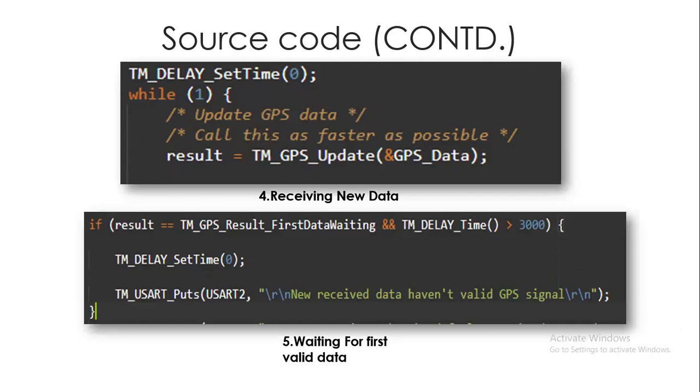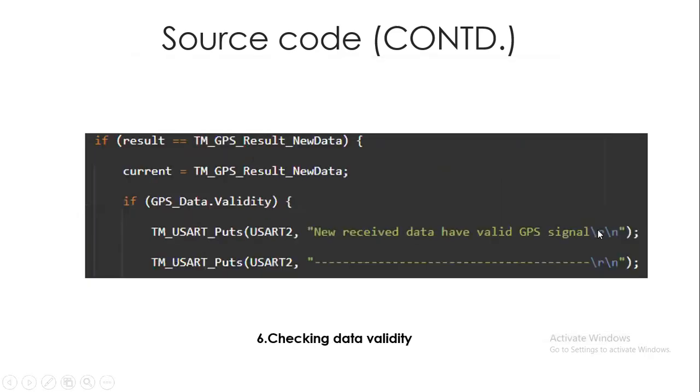After the initialization of the GPS module, the system will check if any updated data is available in GPS. If no data is found within 3 seconds of the initialization, then the virtual terminal will show that the newly received data does not have a valid GPS signal. If result equals tm_gps_result_new_data, this condition is satisfied. That means new updated data is received by the GPS module from the satellite.